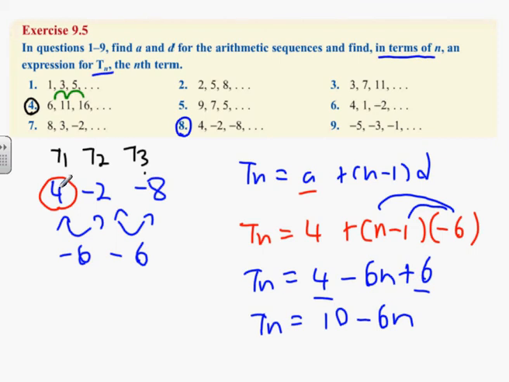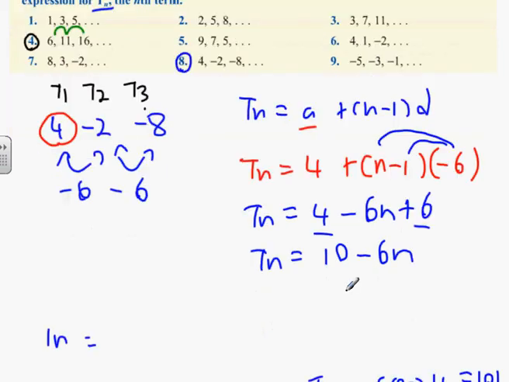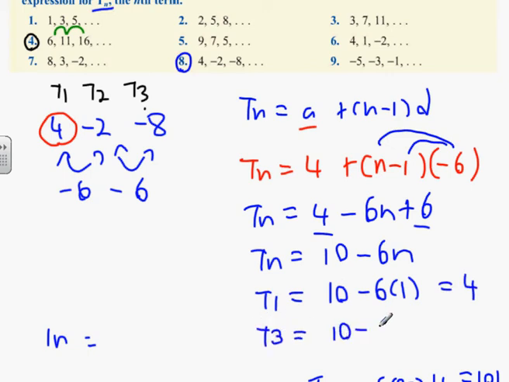If I'm right, I should get 4, minus 2, followed by minus 8. So if I test T1, T1 should be the number 4. 10 minus 6 times 1 equals 4. If I test T3, 10 minus 6 times 3 turns out to be minus 8. So you can check your answer. You can get 100% on this in your exam, knowing you got 100%.